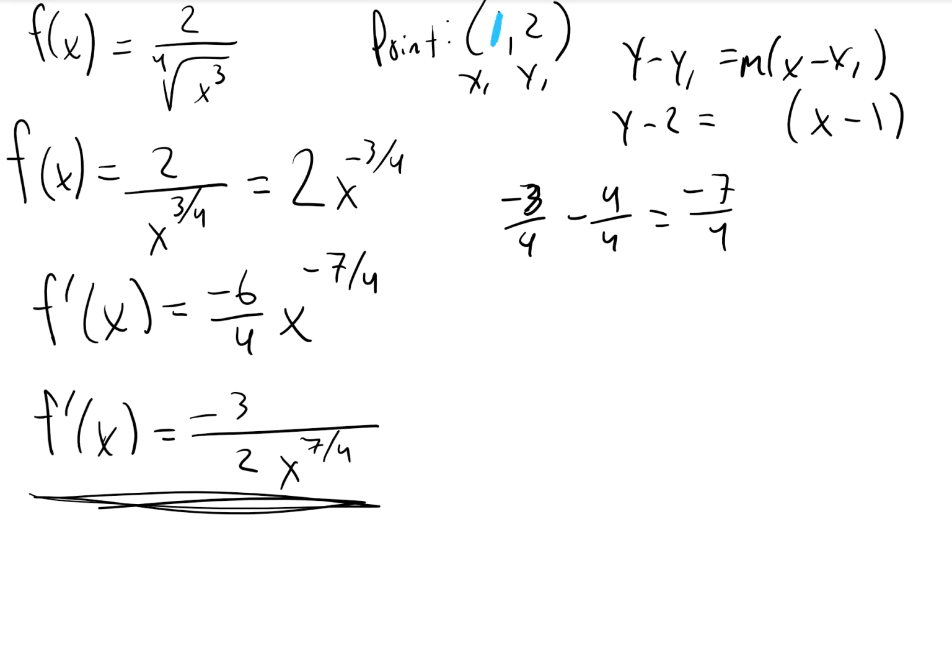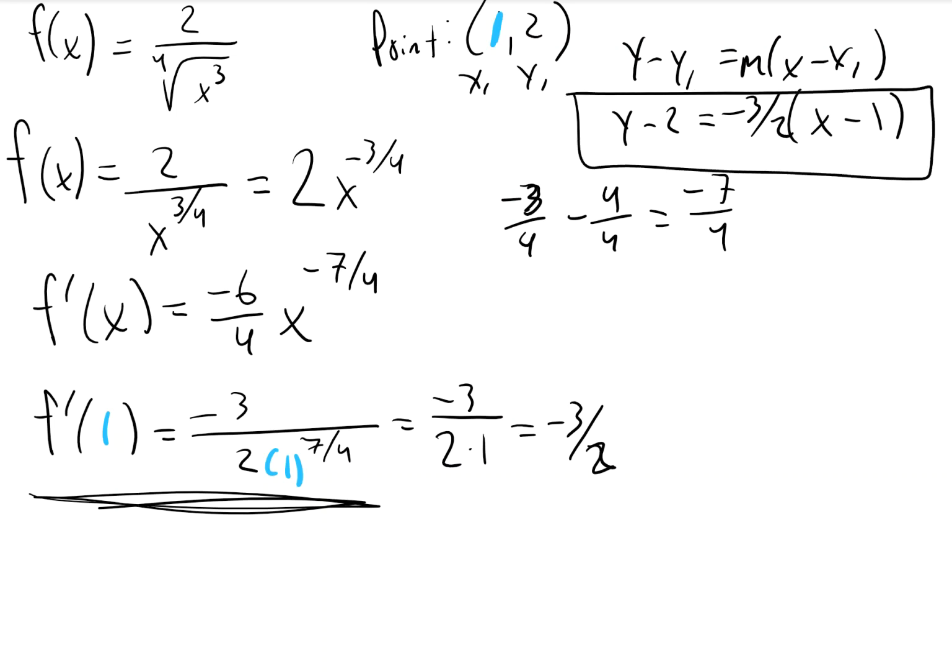Now I'm going to say, wait, I only really care about this specific point. So when x is 1, that would give me -3/2. You see 1 to the 7th power is still 1, and then the fourth root of 1 is still 1. So it looks like the slope at that point would be -3/2. So there's the equation of my tangent line at that point.